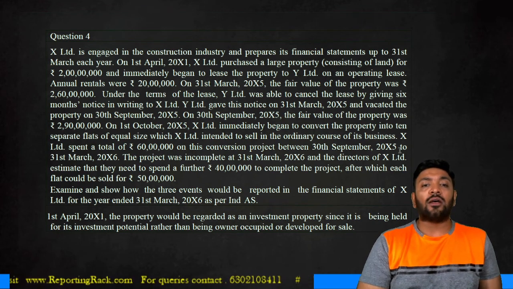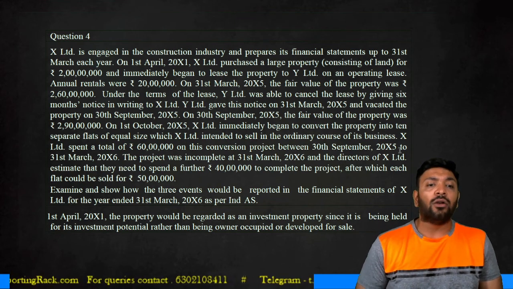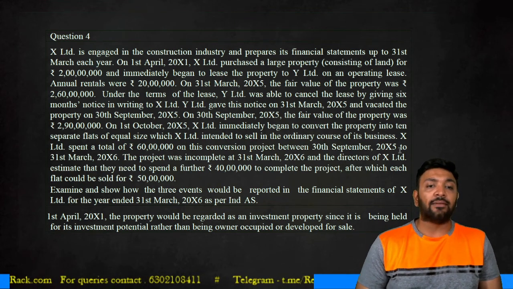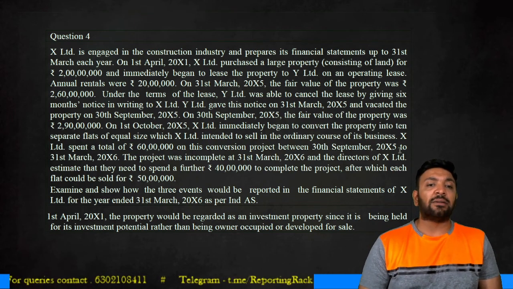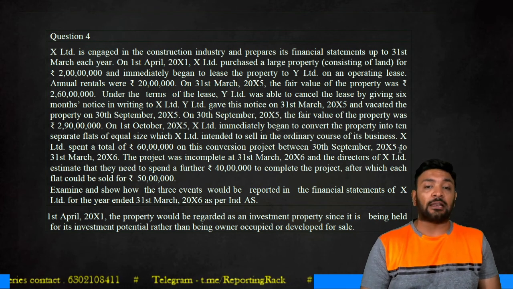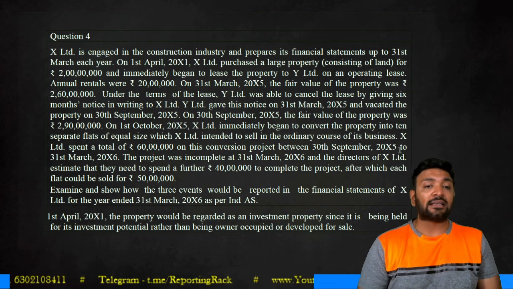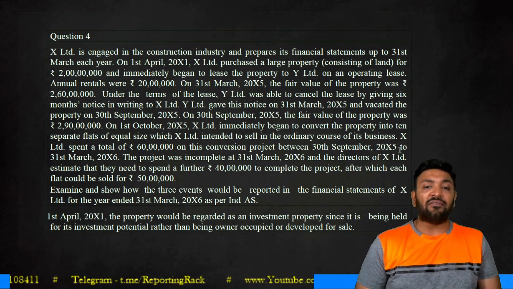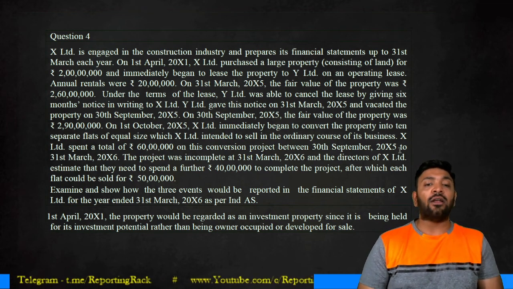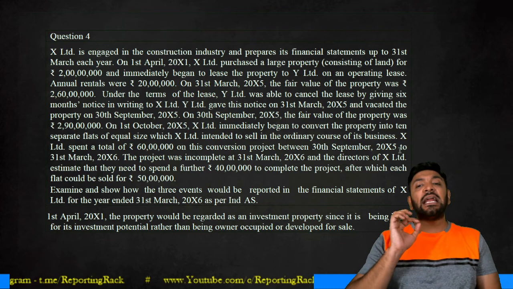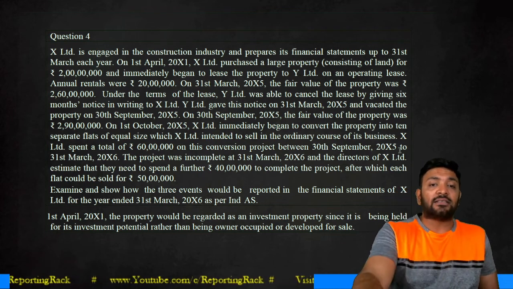X spent a total of 60 lakhs on the conversion project from 30th September to 31st March 2016. The project was incomplete as on 31st March, and the directors of X Limited estimate that they need to further spend 40 lakhs to complete the project, after which the flats could be sold at 50 lakhs each. Examine how these three events should be reported in the financial statements of X Limited for the year ended 31st March.